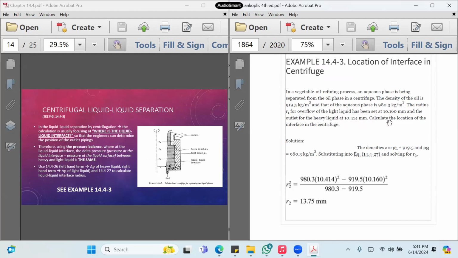So calculate the location of the interface in the centrifuge. We know the densities of L and H, the light and heavy phase. Then we use equation 27 and put in all of the known variables. Then we can get R2. Okay.